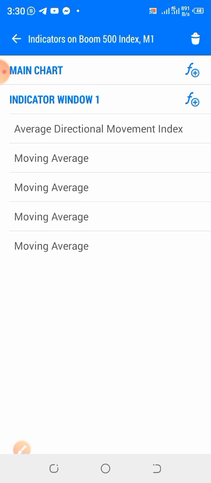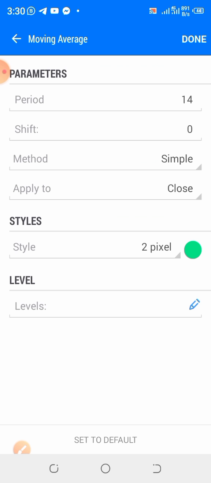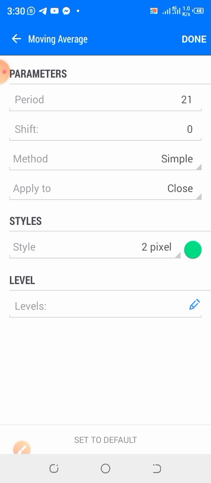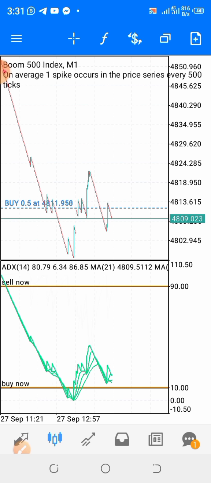Then you have another moving average which is 14. Okay, moving average 14. Other ones, just fix the remaining. It's just the same thing. The only difference here is the period. Just period 14, period 1, period 7, and period 21. Other settings are the same. You can change the color to any color of your choice. So once you are done, that is the setup.